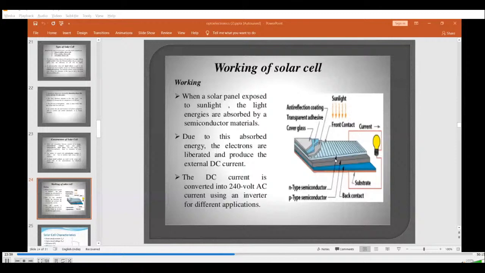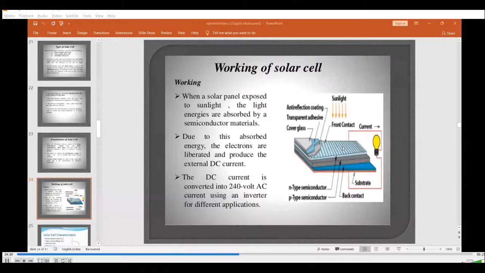Now coming to the working part. When photons of suitable energy, either sunlight or any other light, are allowed to be incident on this PN junction, what is happening? Photons give sufficient energy to the valence electrons, and they are removed from their parent atoms. Electron-hole pairs are then generated in both the P and N regions of the junction.